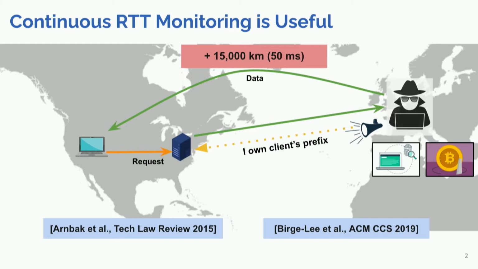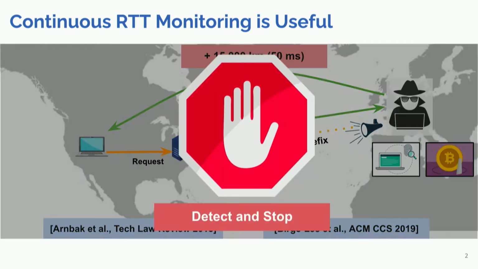But we notice that this data actually is rerouted over an extra distance of 15,000 kilometers, which is at least 50 milliseconds more round-trip time. So wouldn't it be nice if we could use this information to somehow detect and stop this kind of an attack? And this is just one example of how RTT monitoring is useful.